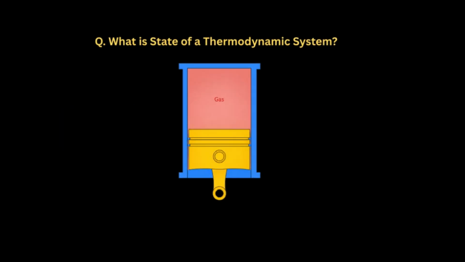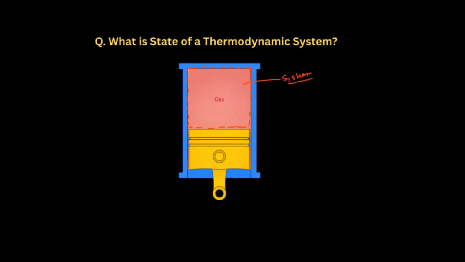Well, let us consider a piston cylinder arrangement. We have a gas which is contained by the piston and the cylinder, and we select the gas to be our system. So basically, we want to study the gas. So this becomes our system.